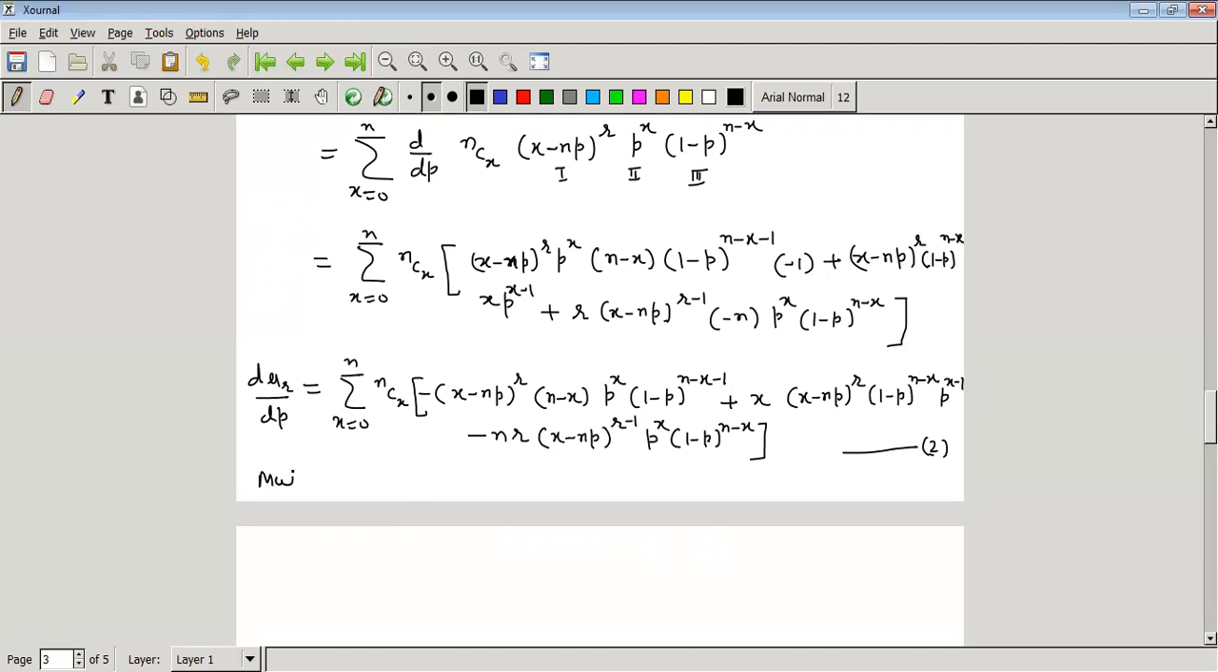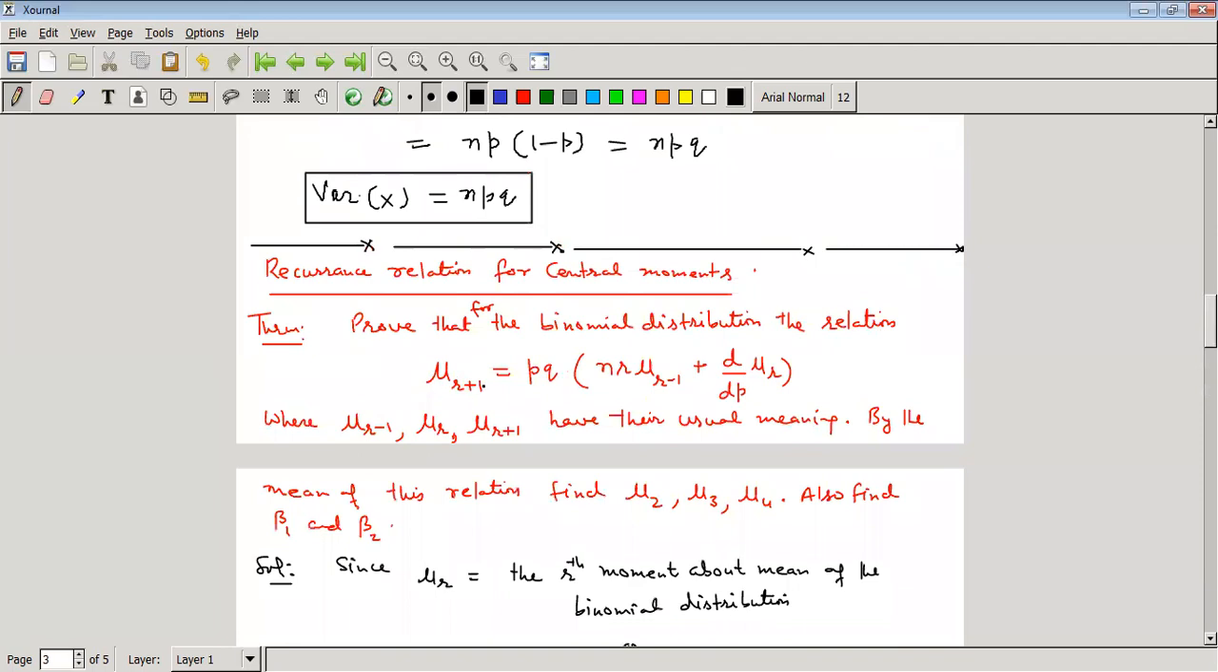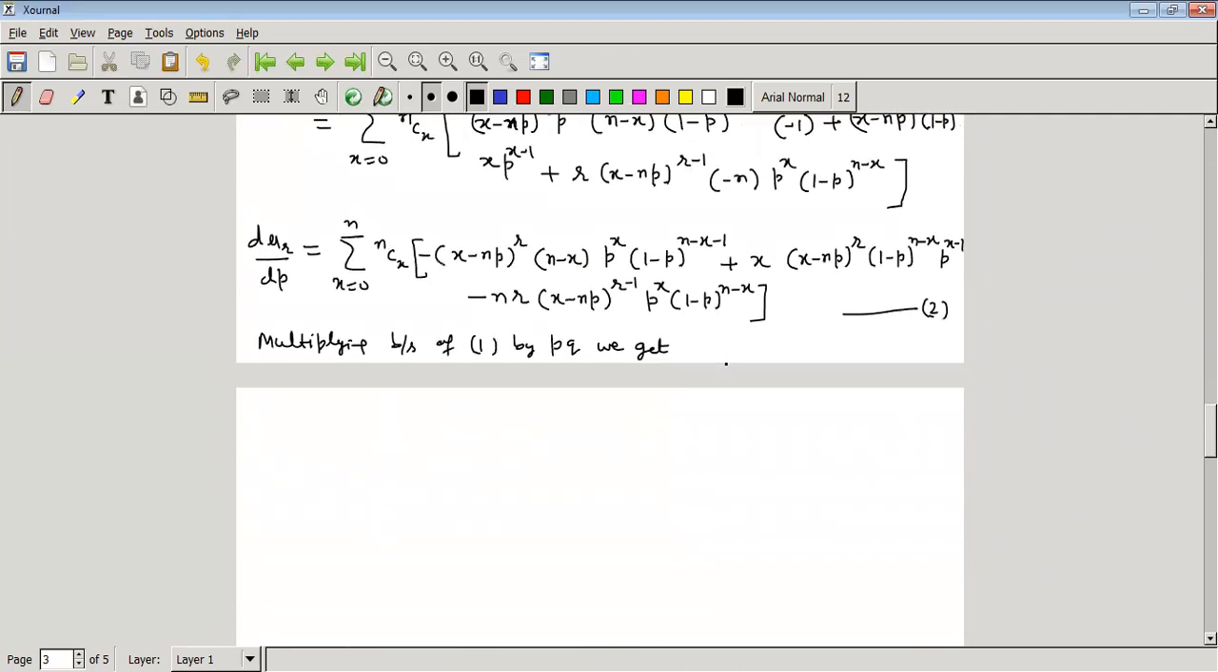Multiplying both sides of equation 1 by pq, we get, because we have to find mu r plus 1 equal to pq n r mu r minus 1 plus dmu r by dp. So we have to find pq into d mu r upon dp. So we multiply both sides of equation 1 by pq.